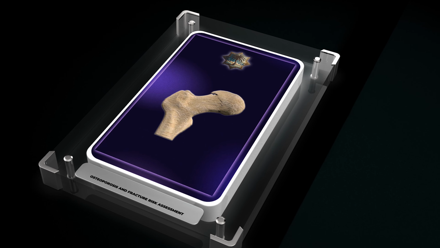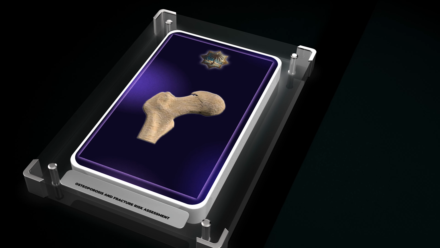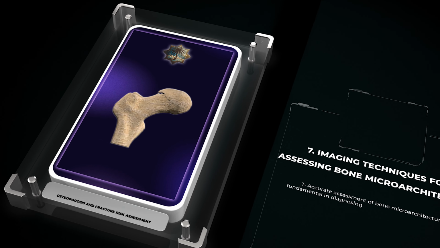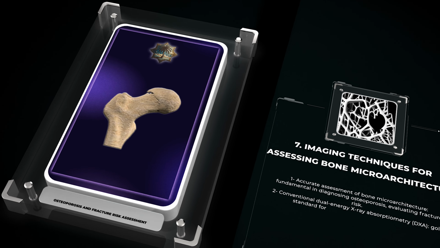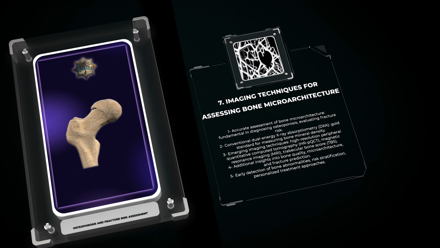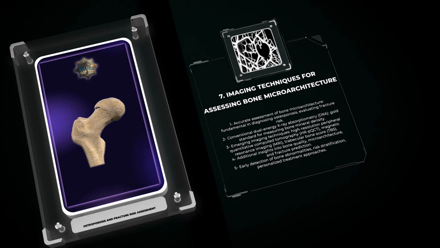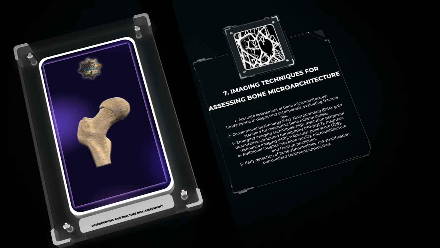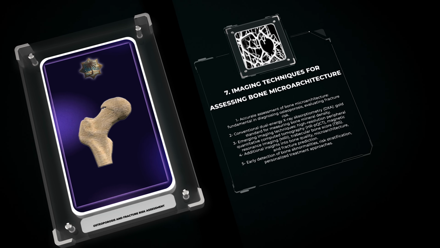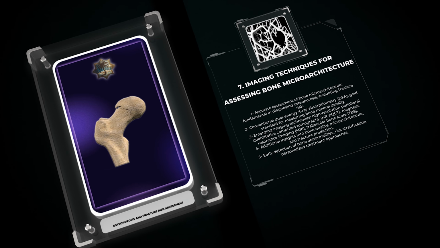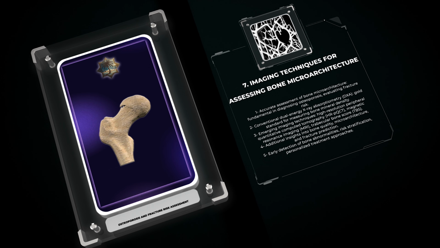Accurate assessment of bone microarchitecture is fundamental in diagnosing osteoporosis and evaluating fracture risk. Conventional dual energy X-ray absorptiometry, DXA, remains the gold standard for measuring bone mineral density. However, emerging imaging techniques, such as high-resolution peripheral quantitative computed tomography, HR-pQCT, magnetic resonance imaging, MRI, and trabecular bone score, TBS, complement DXA by providing additional insights into bone quality, microarchitecture, and fracture prediction.